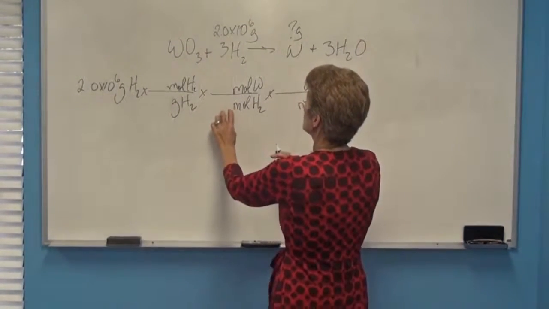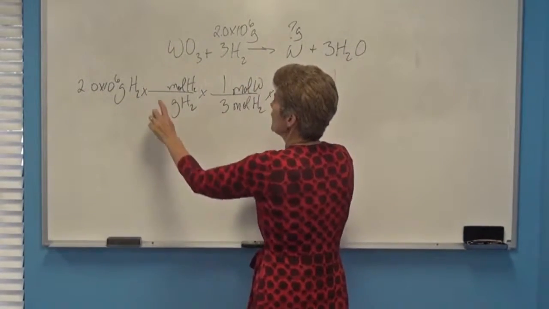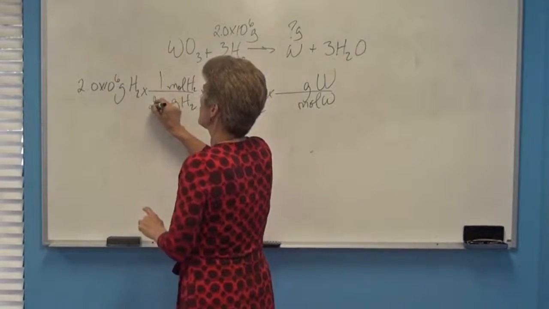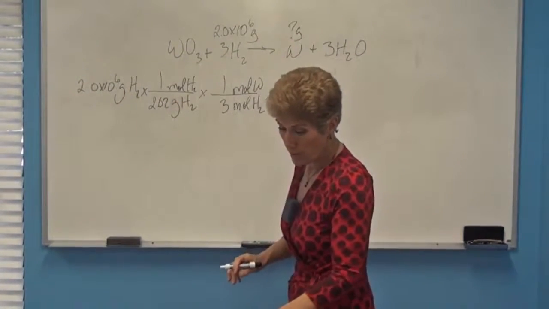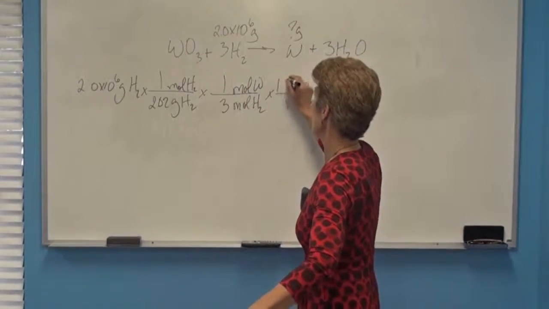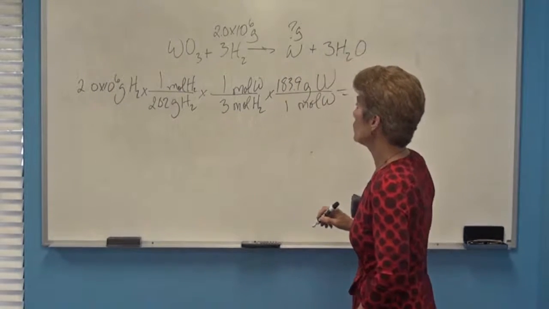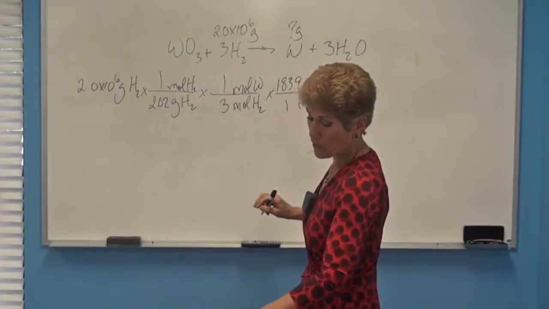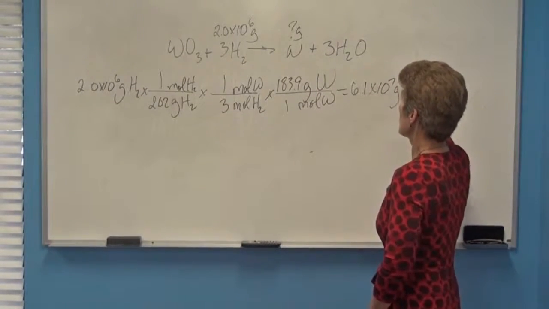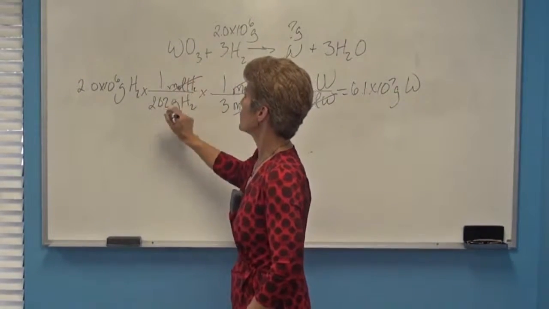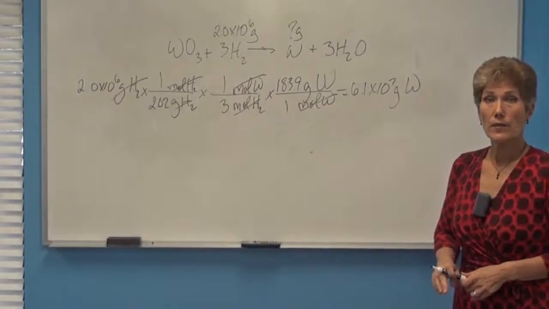What goes here? Hydrogen gets a 3. Tungsten gets a 1. This gets a 1, and I know that this is 2.02. This gets a 1, and you look up tungsten on your chart, and it's heavy. It's 183.9. And that's going to give you two significant figures, 6.1 times 10 to the 7th grams of tungsten. This will cancel, this will cancel, this will cancel, and you're left with what you want.